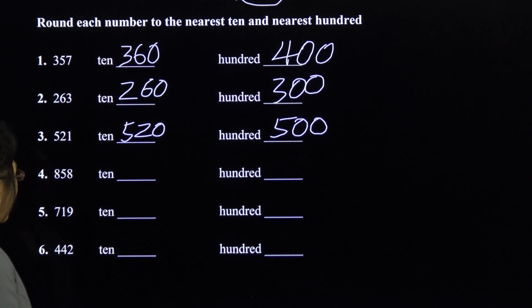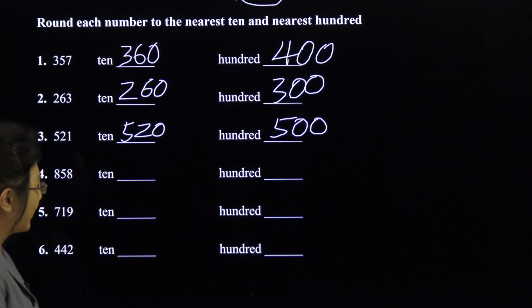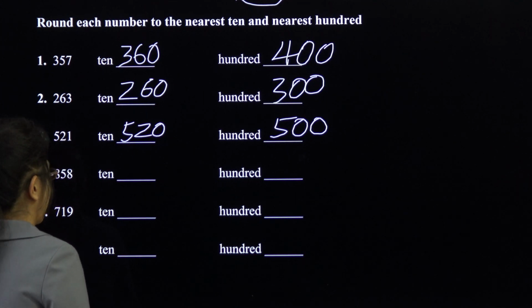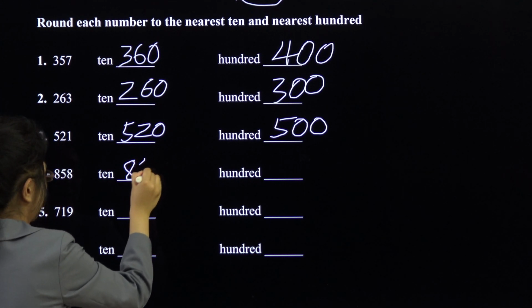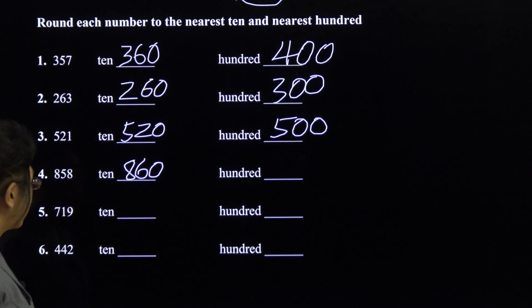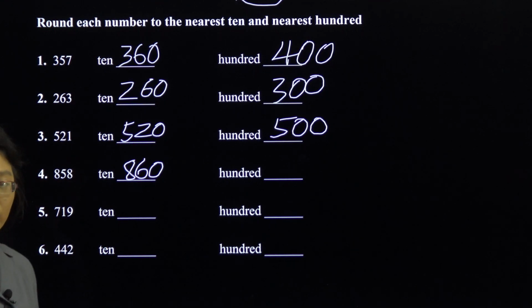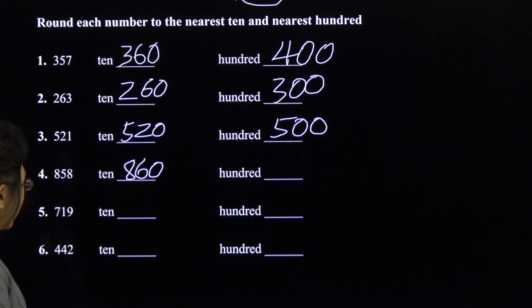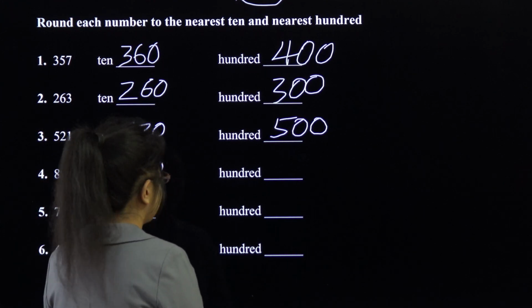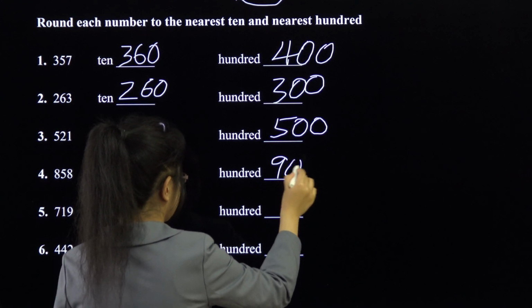Continuing swiftly on, we get 858. If we round to the nearest tens, we look at the ones, and the ones place is an 8. And 8 is bigger than 5. We round up to 860. What about to the nearest 100? Well, for the nearest 100, we look at the tens place. The tens place is a 5. 5 is equal to 5, so we still round up. And that's to 900.